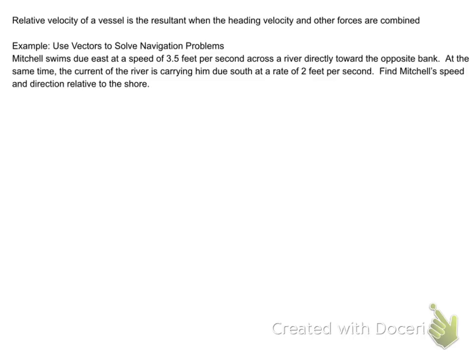And I think this might be one of the last, nope, not the last questions. But relative velocity of a vessel is the resultant when the heading velocity and other forces are combined. So we've got to figure out, where's Mitchell going? Mitchell swims due east at a speed of 3.5 feet per second across the opposite bank of a river. At the same time, the current of the river is carrying him due south, downward down the river, at a rate of 2 feet per second. Find Mitchell's speed and direction relative to the shore.